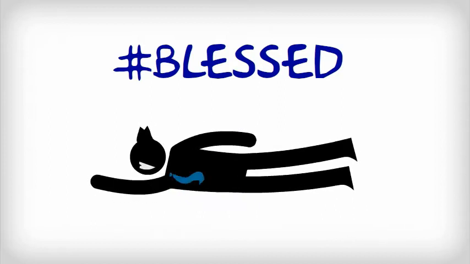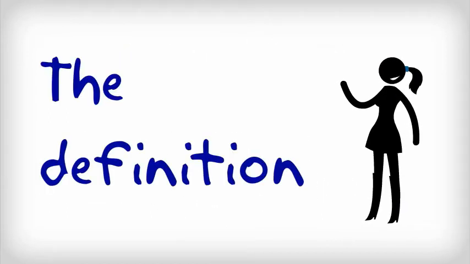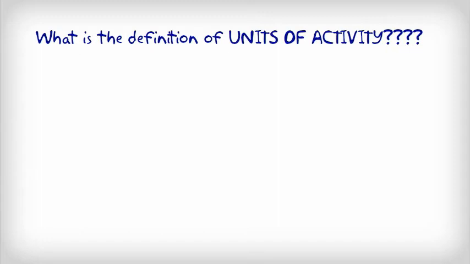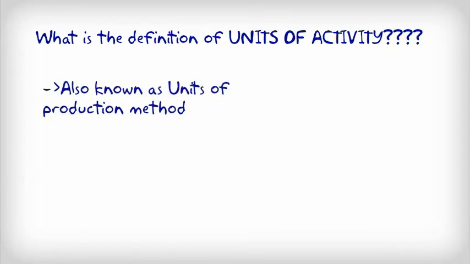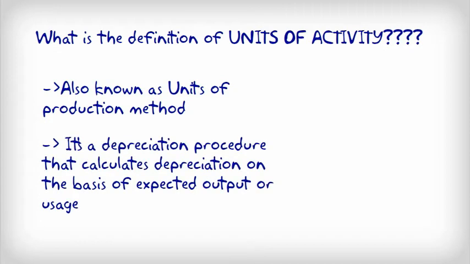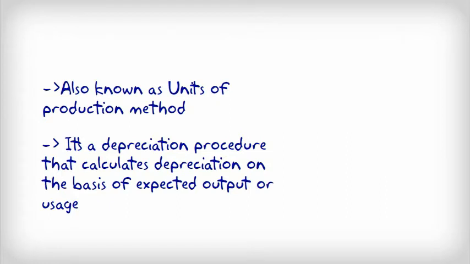Okay, so the first thing we're gonna talk about today is the definition. What is the definition of units of activity? Units of activity, also known as the units of production method, is a depreciation procedure that calculates depreciation on a basis of expected output or usage.